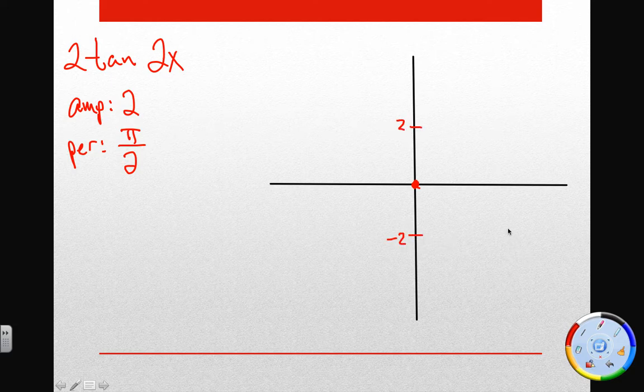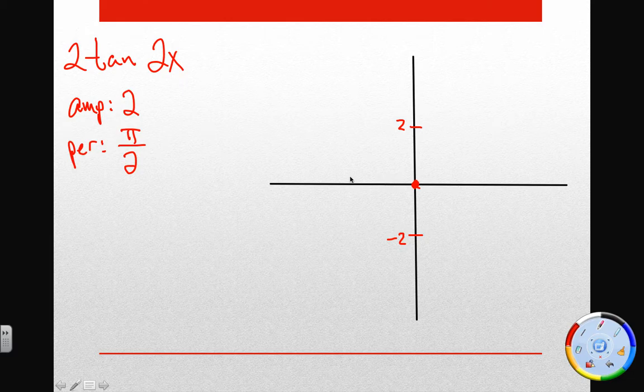So here's what I need to figure out. Amplitude is 2. Period is pi over b, so it's pi halves. Now because I don't go left, right, up, or down at all, I know tangent is going to start at 0, 0. And it's going to go up to 2 and down to negative 2. The thing is now I need to figure out my asymptotes.